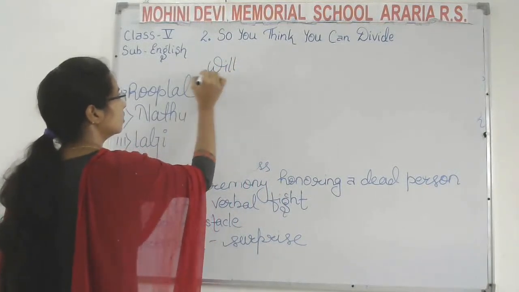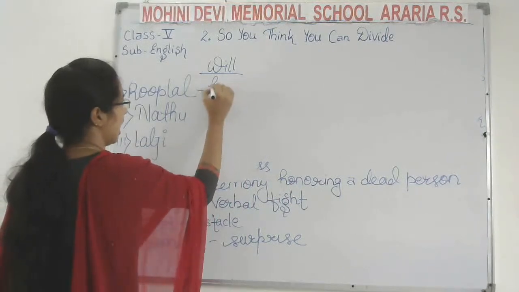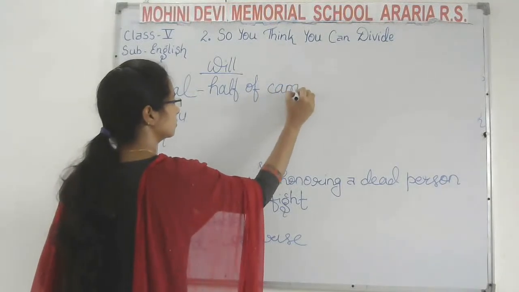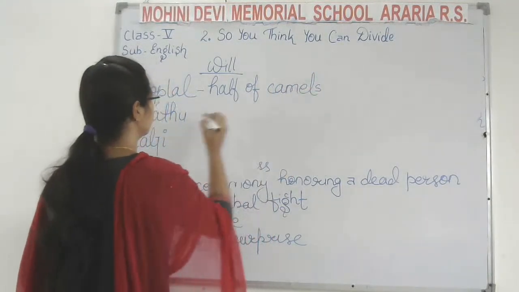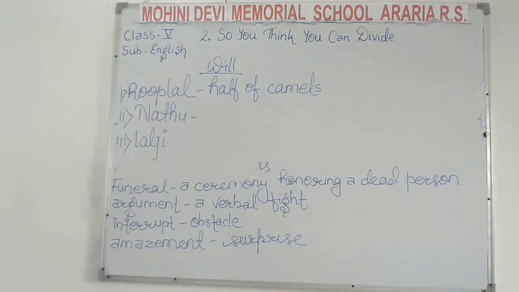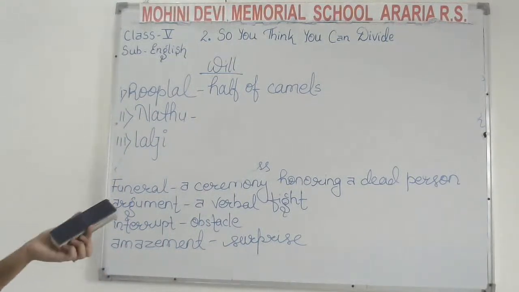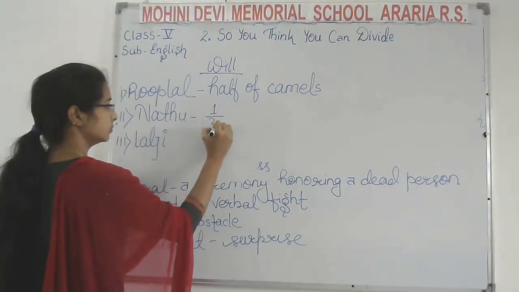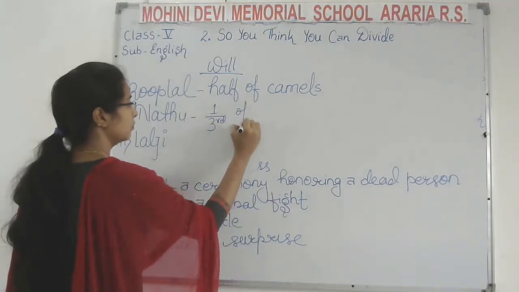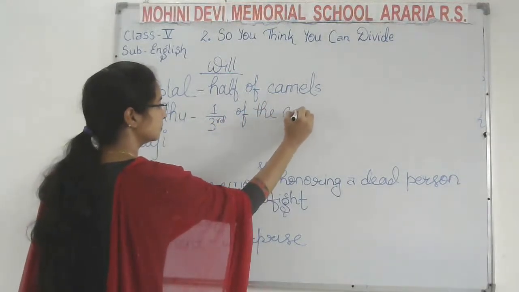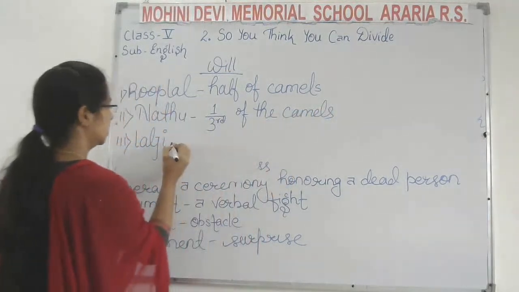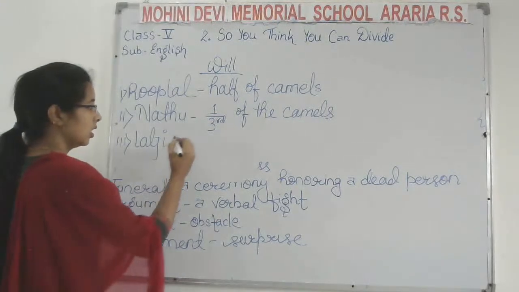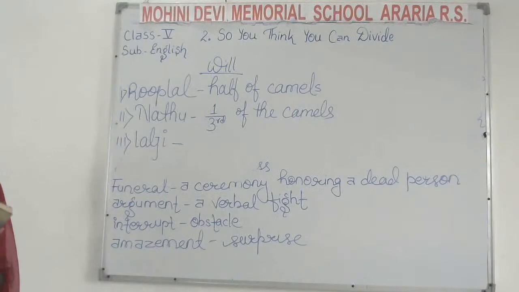According to the will, Rooplal would get half of the camels. Natu, the middle son, would get one third of the camels. Lalji, the youngest son, would get 1/9 of the camels.